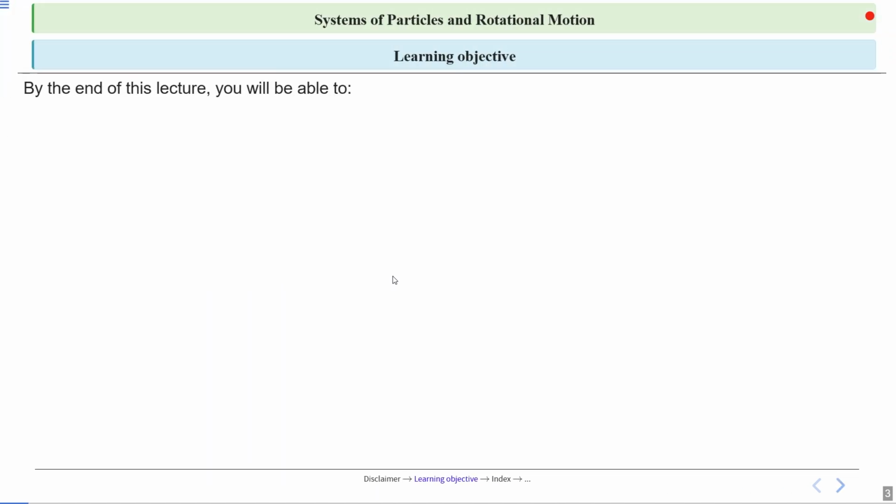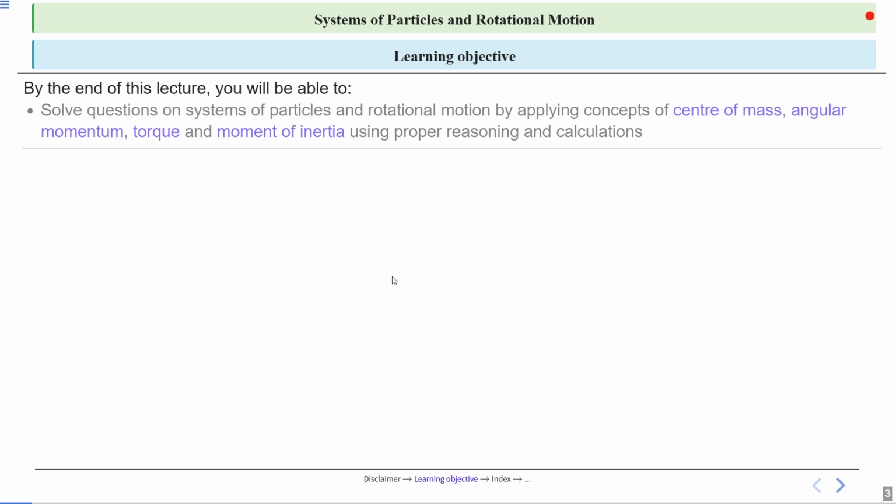Learning objective. By the end of this lecture you will be able to solve questions on systems of particles and rotational motion by applying concepts of center of mass, angular momentum, torque and moment of inertia using proper reasoning and calculations.